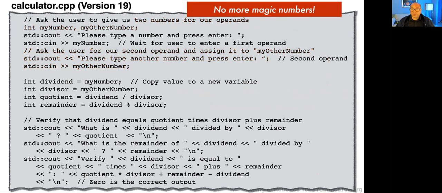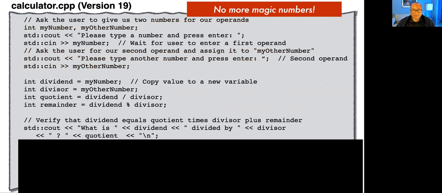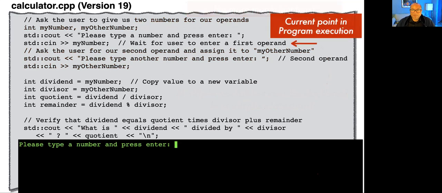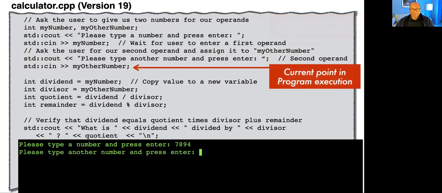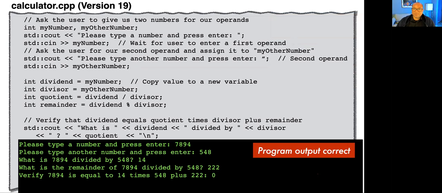Once we do that, we have no more magic numbers. Our program is magic number free. Our computation is purely dependent on what the user gives us. Let's see some examples of what that looks like. We print out and ask the user to type in a number, and this time we're going to type in 7,894. We do it again. We're asked for another number, 584. We get the same numbers as before. Our program output still looks great.